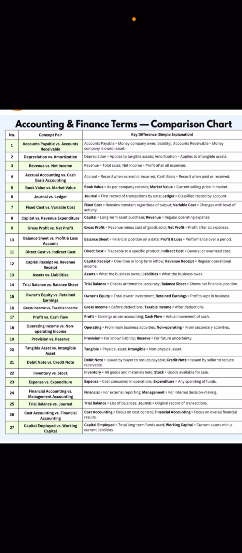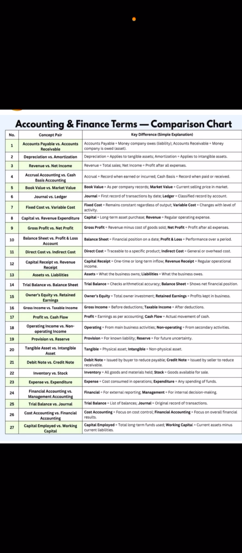Accounts payable means money the business must pay to others. It's a liability of a business. Accounts receivable is money the business will receive from others. It is treated as an asset. Accounts receivable is a current asset and accounts payable is a liability.